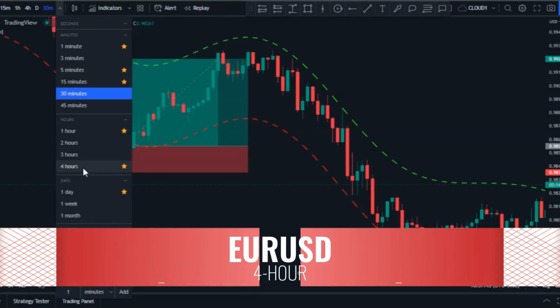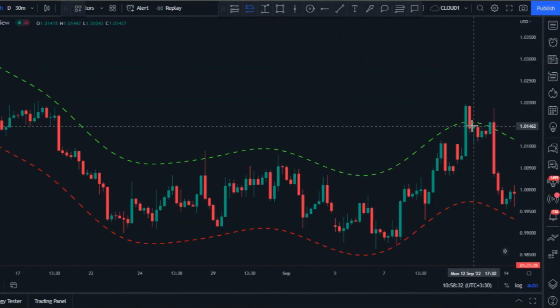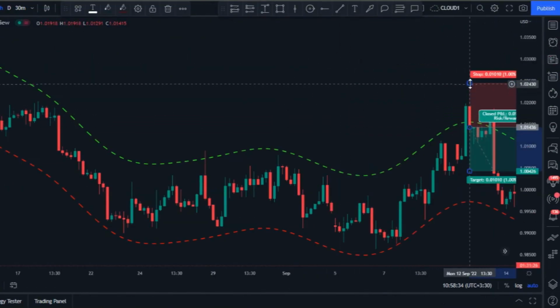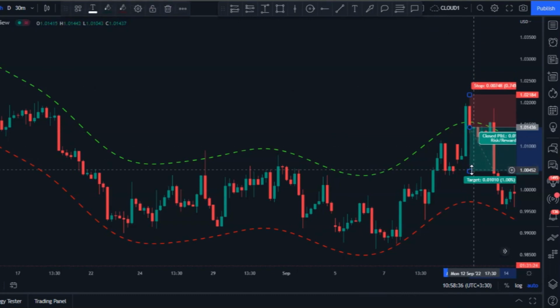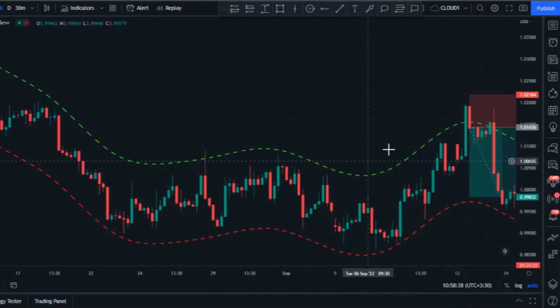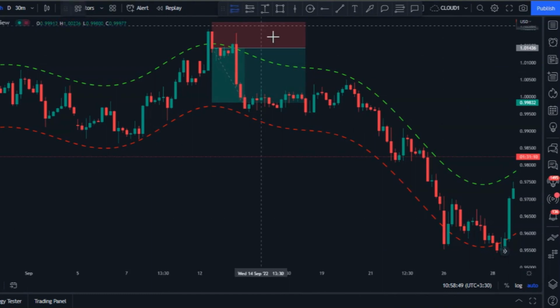This is Euro USD 4 hour chart. Another short signal here, which is absolutely amazing. This short signal appeared at the best price in the chart. This buy signal also was profitable.